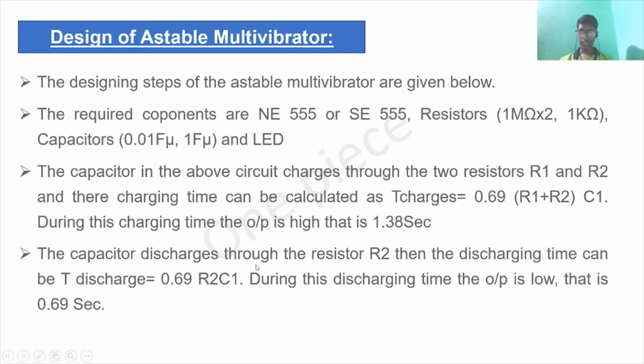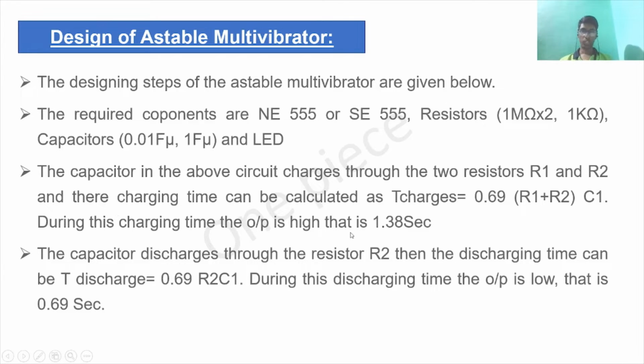The capacitor discharges through the resistor R2, and the discharging time can be written similarly to the charging time. Discharging time is equal to 0.69 R2 C1. So here it is (R1 plus R2) C1 for charging, and here it is R2 C1 for discharging. During this discharging time, the output is low, that is 0.69 seconds.